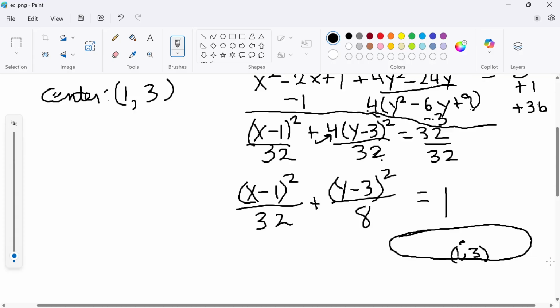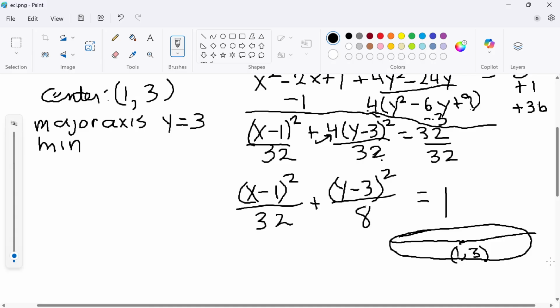It means that the vertices and foci are going to run across a horizontal line, and it's going to be y equals 3. So the major axis is this line y equals 3. And the minor is a line x equals 1.